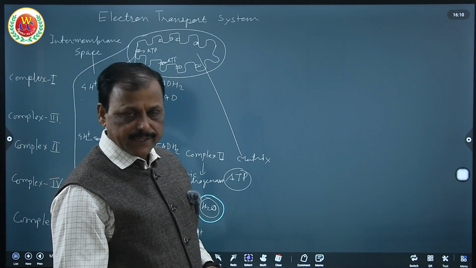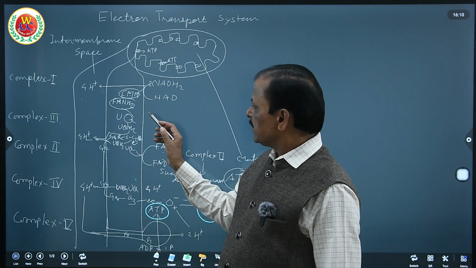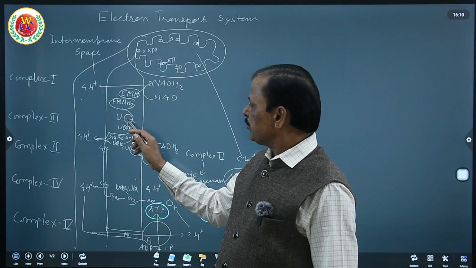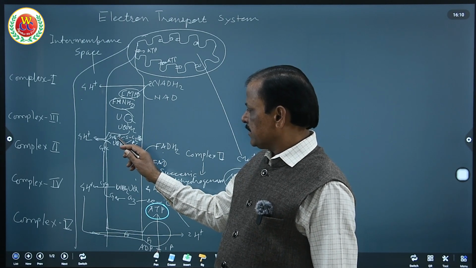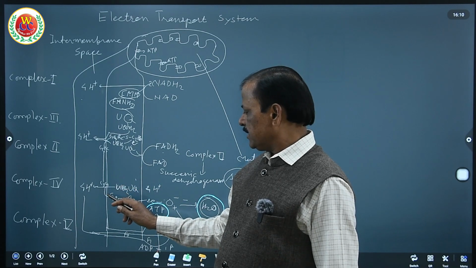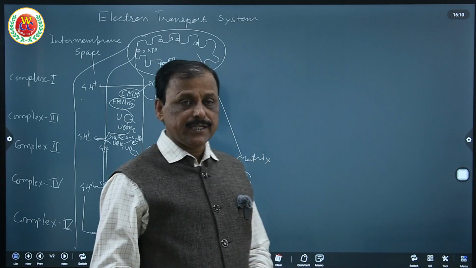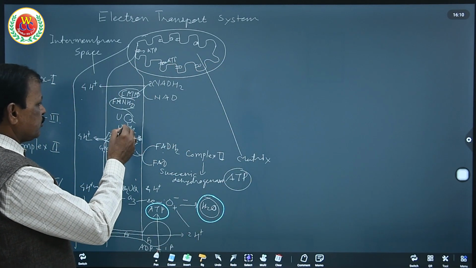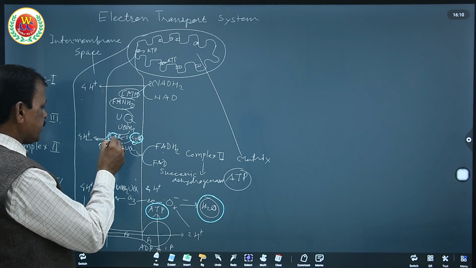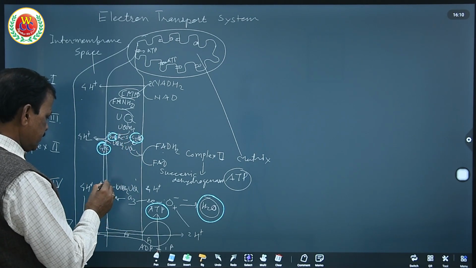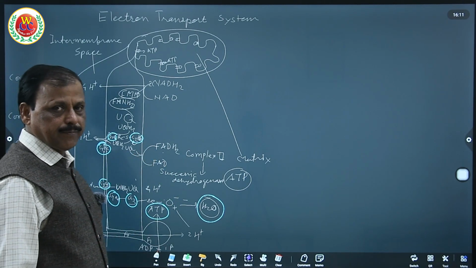So practice this diagram to understand accurately how electrons are transported. Once again, electrons are transported from flavin mononucleotide to ubiquinone, cytochrome b, iron-sulphur, cytochrome c1, cytochrome c, then cytochrome a, a3, and finally to the matrix, and that is what a question can be asked in NEET. We have to remember this sequence: cytochrome b, cytochrome c1, cytochrome c, cytochrome a, a3, and finally the matrix.